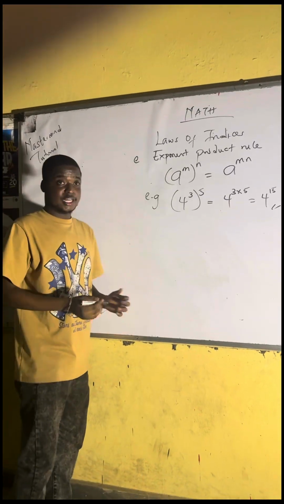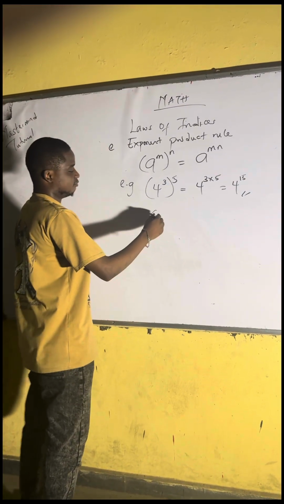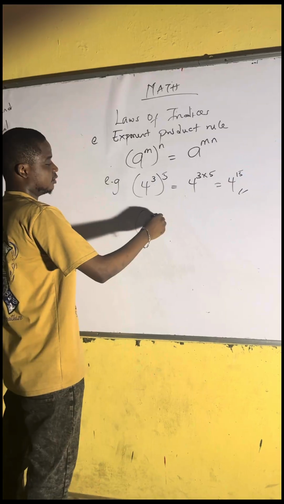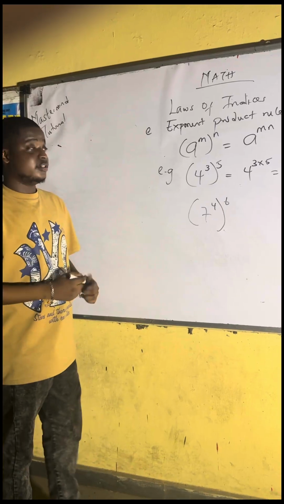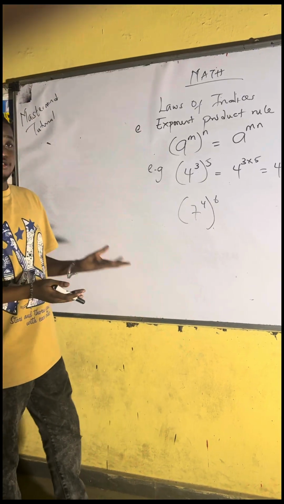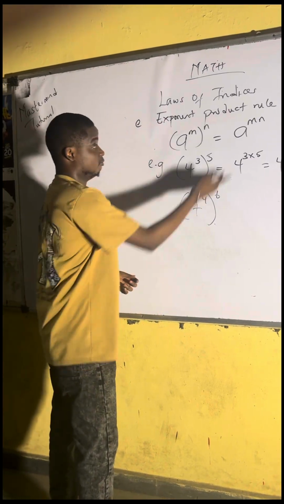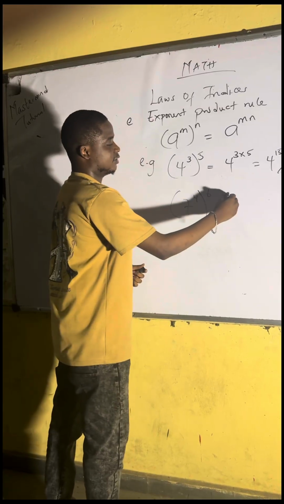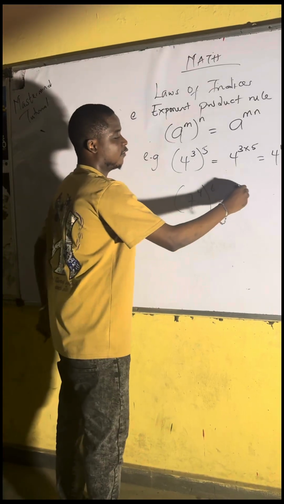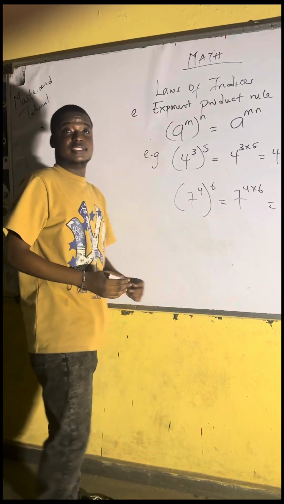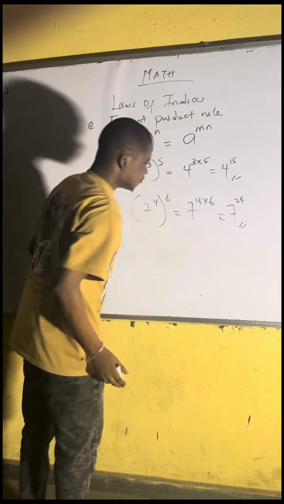So the answer will be 4 raised to the power 15 in index form. So as usual, let me give you one to try. You have to evaluate 7 raised to the power 4, all raised to the power 6. Feel free to pause the video and take a minute to try it to see if you can get the correct answer. So together, following the same rule, write out the base first. We have 7, then the product of the exponents, which is 4 times 6, and 4 times 6 amounts to 24. It's going to be 7 raised to the power 24 as the answer.